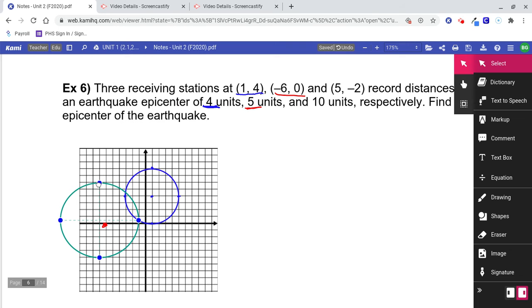Kind of hard to do this. Probably should have just used a hand. Okay. That's pretty good right there. Radius of 5. Up, down, left, right.